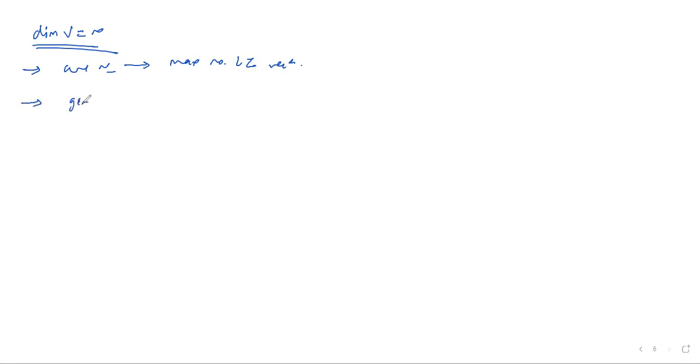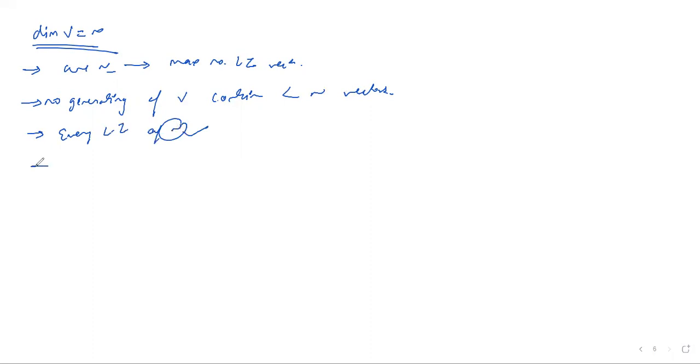No generating set of V contains less than n vectors. The third statement is that every linearly independent set of n vectors in V is a basis of V. Every linearly independent set which has n vectors is a basis of V. And the fourth is that every generating set of n vectors of V is also a basis of V.